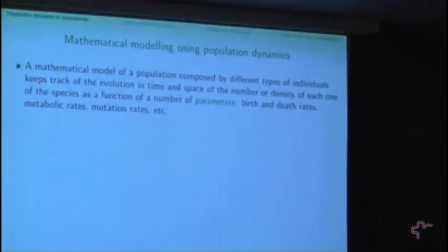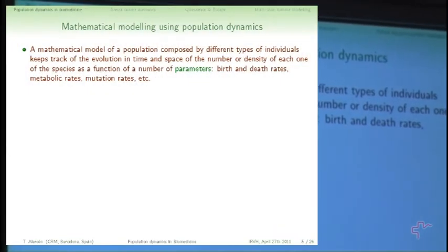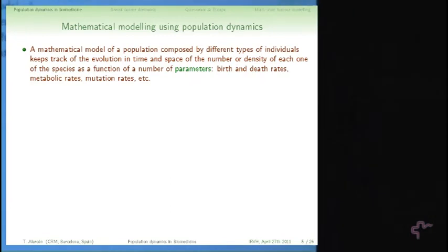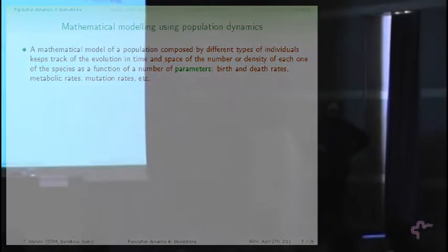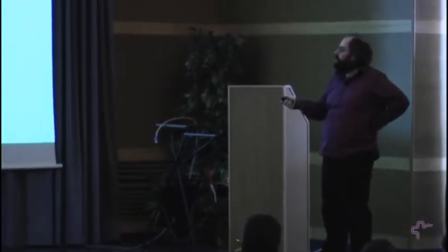Okay, so how do we actually do this? Basically, a mathematical model of a population, which is composed of different types, keeps track of the number or the densities of the different species in the population, and it does so as a function of a number of parameters. These parameters are typically birth and death rates, metabolic rates, that is the rate at which individuals consume the resources present in the environment, mutation rates, et cetera.